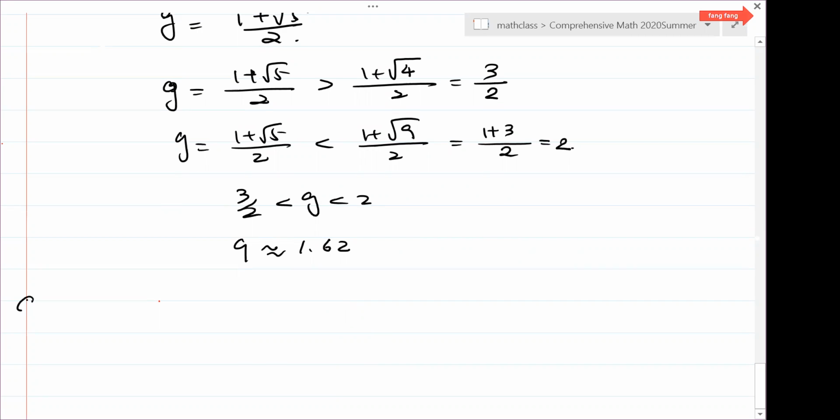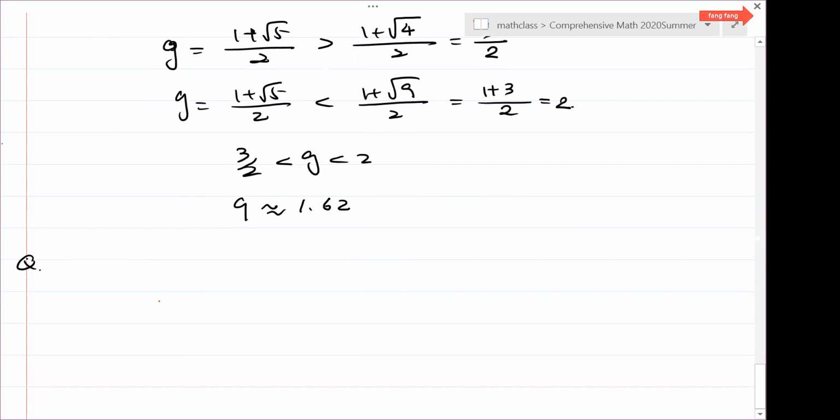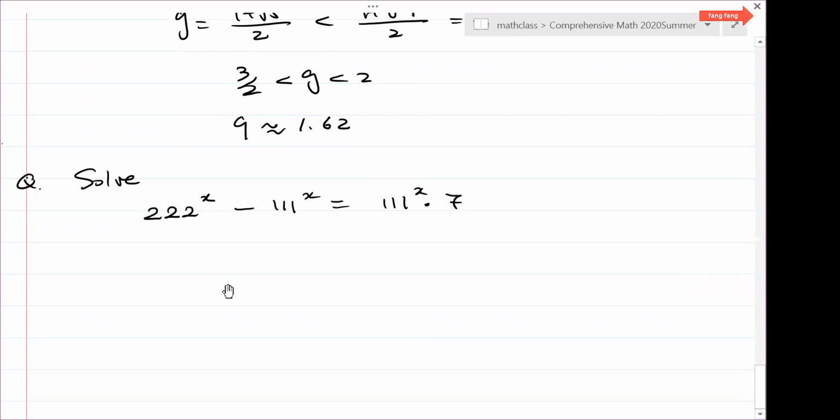All right, so let's take a look at the next one. This is from Mathcounts. Solve the equation 222 to the power x equals 7 times 111 to the power x plus 111. The original equation will be 222 to the power x minus 111 to the x equals 111 to the x times 7. We're trying to find x, so you have to simplify this equation.